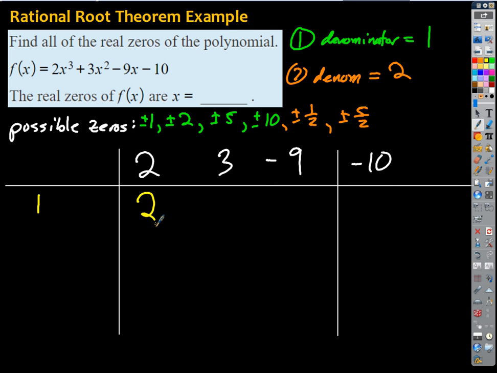Then we multiply by the 1 out front. So 2 times 1 is 2. But instead of writing the 2 down, we're just going to go ahead and add it directly to the 3. So 2 plus 3 is 5.